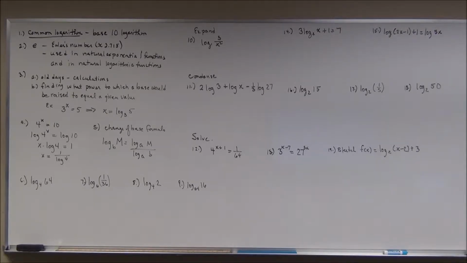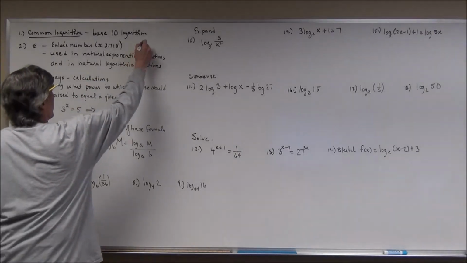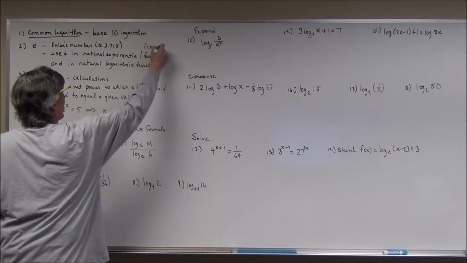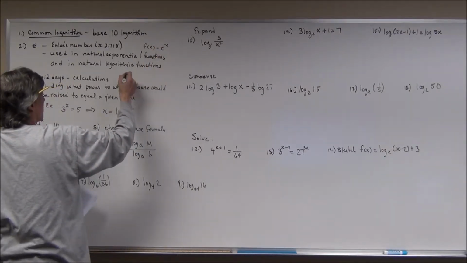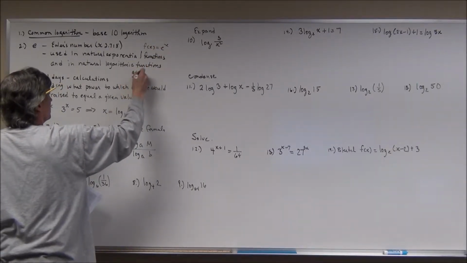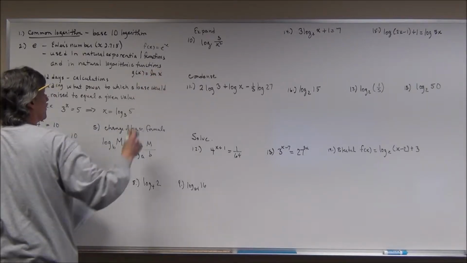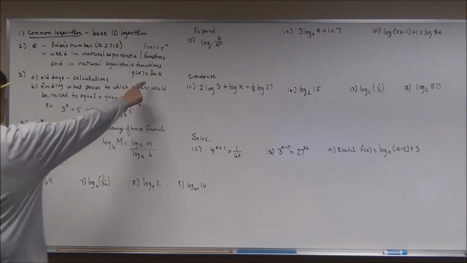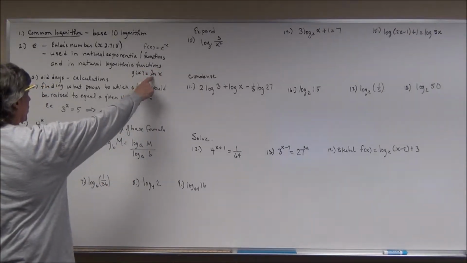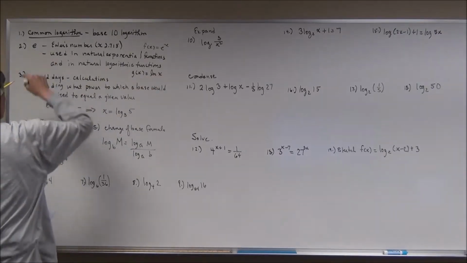It's approximately 2.718. It is used in both the natural exponential functions, that's like f of x equals e to the x, and the natural logarithmic functions, that's the ln. So a natural exponential function might look like f of x equals e to the x, and a natural logarithm function would look like maybe g of x is equal to the natural log of x, because the natural log means log base e.